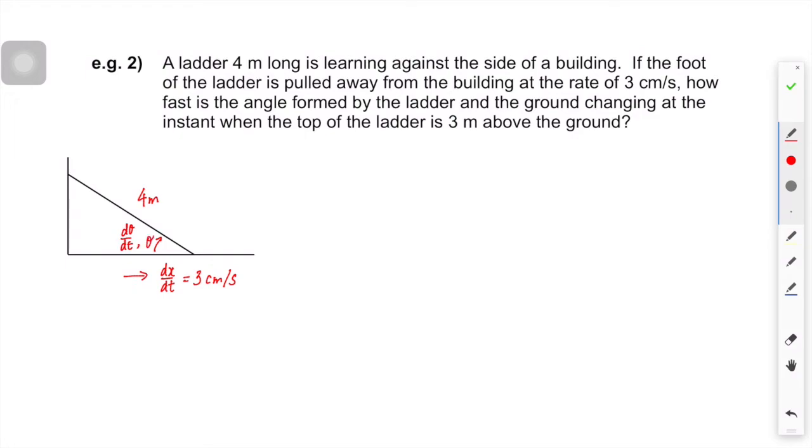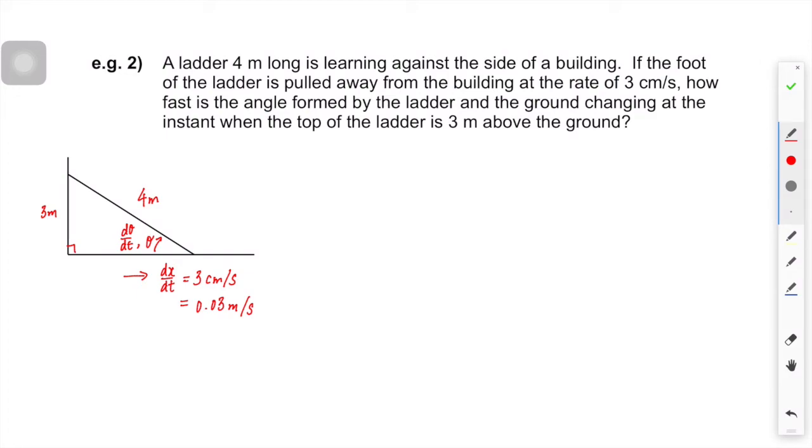And when the top of the ladder is 3 meters above the ground, this part is 3 meters. Notice how the rate of change in the horizontal direction is in centimeters, but the length of the ladder and the position above the wall are in meters. So don't forget that we have to use consistent units. Let's change this into 0.03 meters per second.